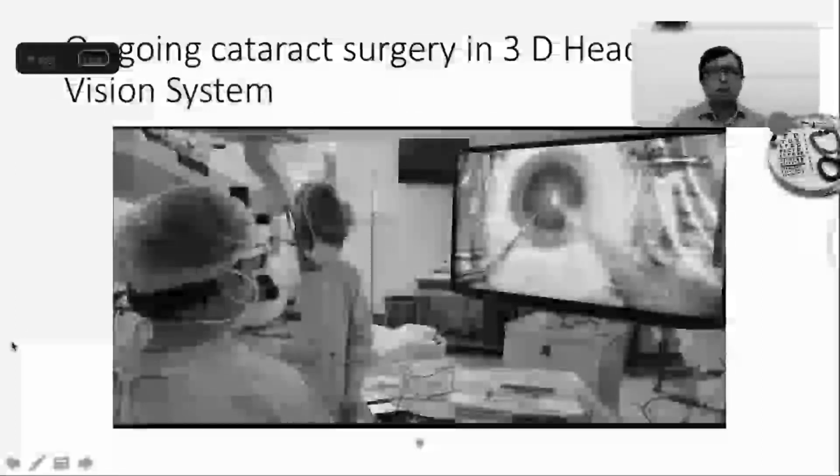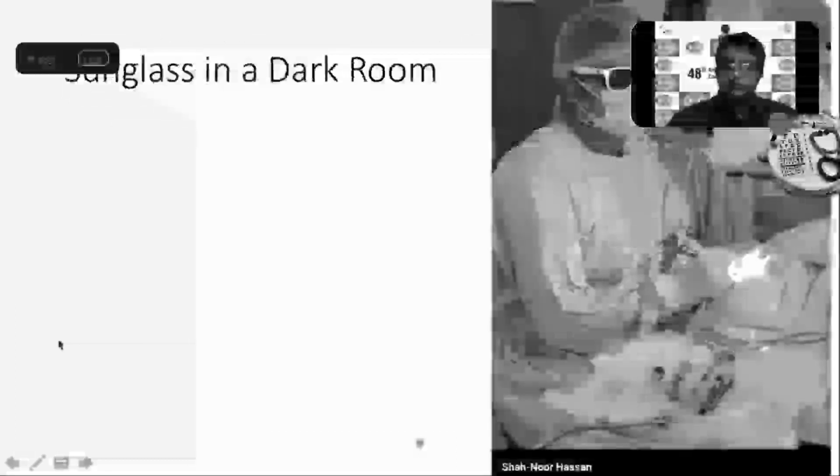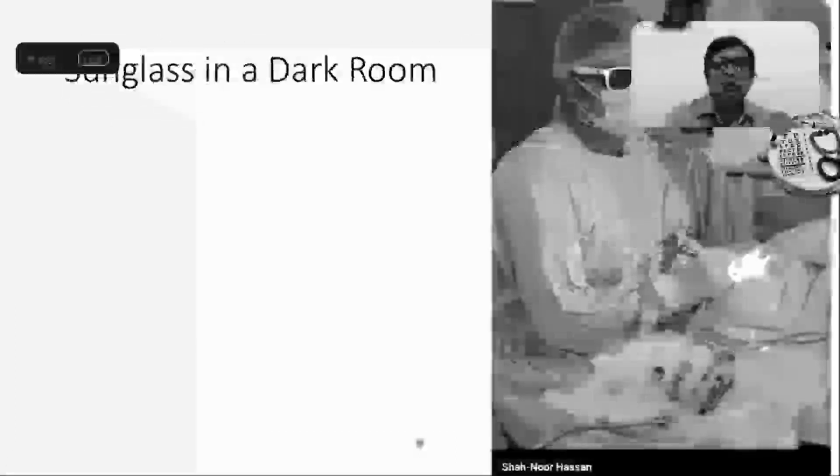And this is another surgery I'm doing, phacoemulsification, just to show that both anterior segment and posterior segment surgery can be done in this system. Am I audible? Yes, sir. Okay. So this is just a picture of me wearing sunglasses in the dark room.